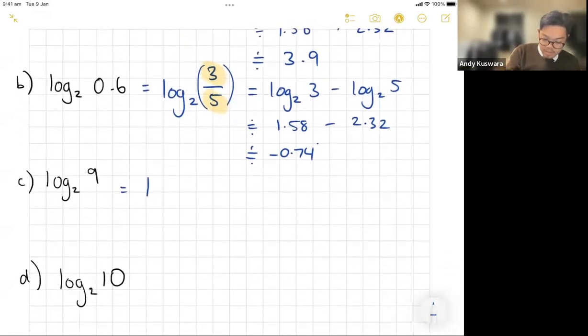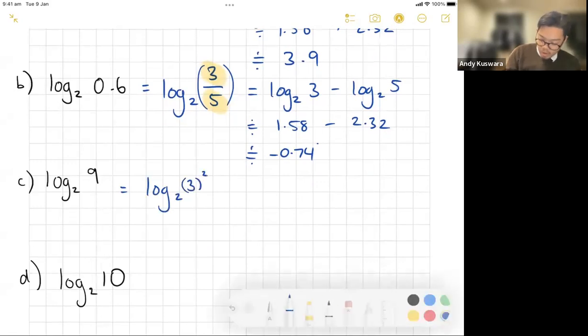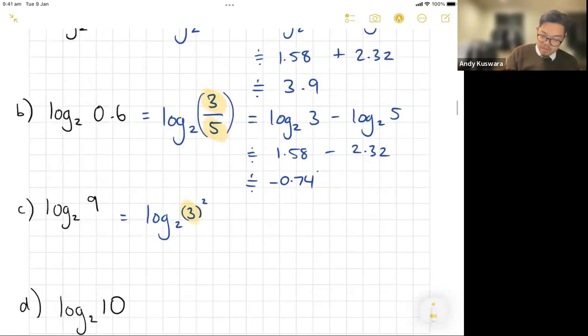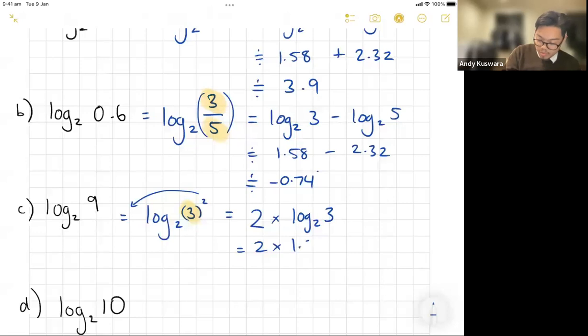Okay. Log 2, 9. I know that I can write this as log 2, 3 squared. And again, why would I choose 3? Oh yeah, because I know what log 2, 3 is. And so using my log law, I know I can bring my 2 down the front. And it's going to be 2 times log 2, 3. What is log 2, 3? It is 1.58 approximately. So our answer is approximately 3.16.